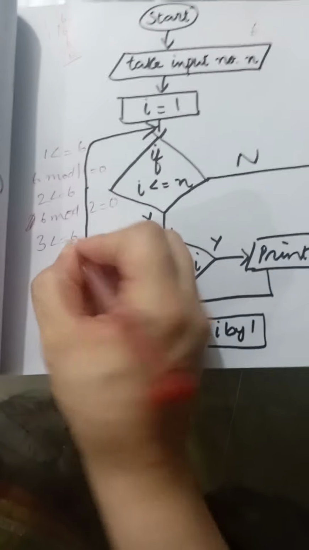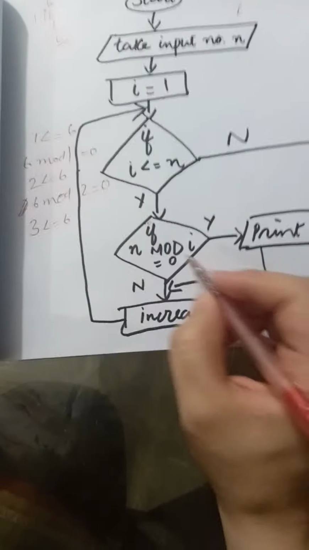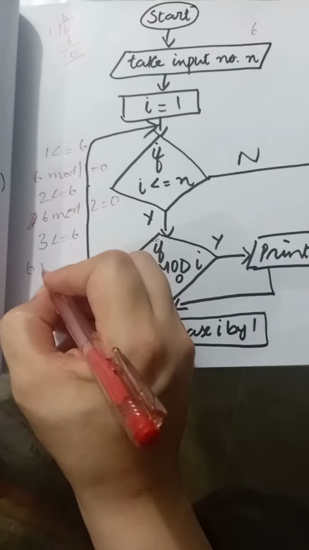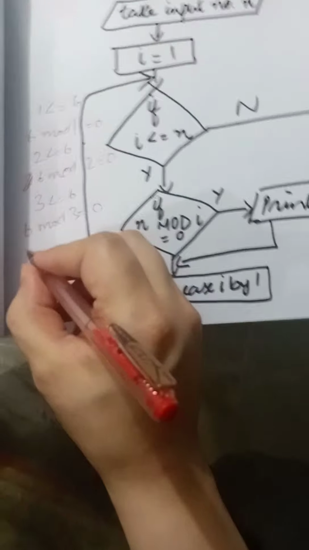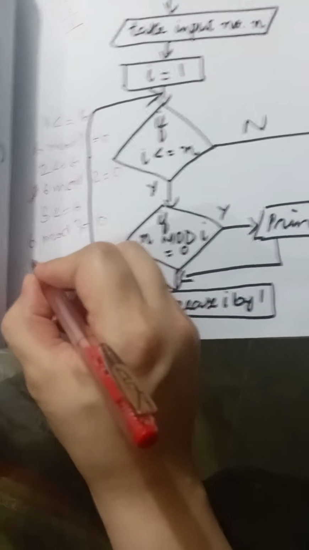It will again go towards the decision box. 3 is less than or equal to 6. Yes. Again, take the mod of 6 with 3. It also comes out to 0. It will simply print 3. Now the flow will move towards the increment box. The value of I becomes 4.